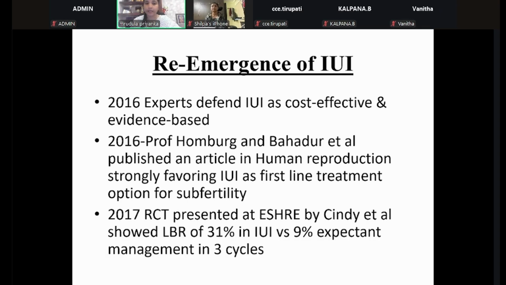So later on, there was a re-emergence of IUI. In 2016, experts defended IUI as a cost-effective and evidence-based treatment. In 2016, Professor Homburg and Bahadur et al. published an article in Human Reproduction strongly favoring IUI as a first-line treatment option for subfertility. And in 2017, there was an RCT presented at ESHRE by Cindy et al., which showed a live birth rate of 31% in IUI versus 9% in expectant management in 3 cycles.